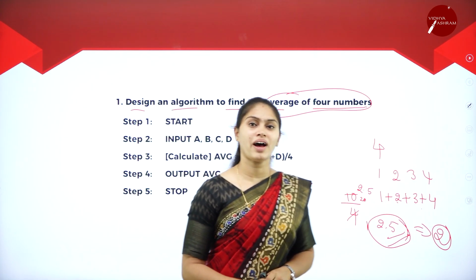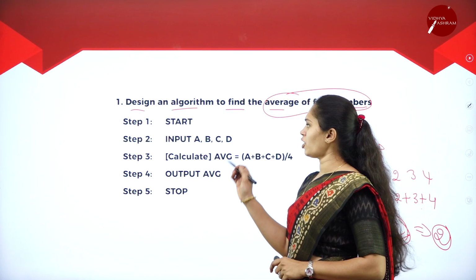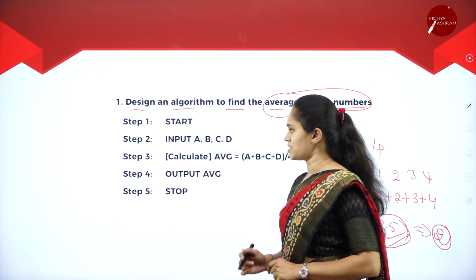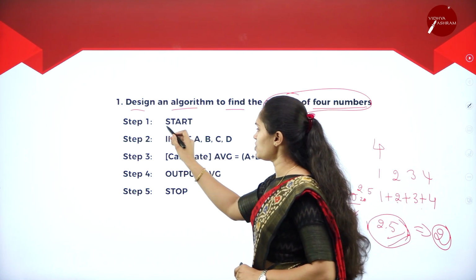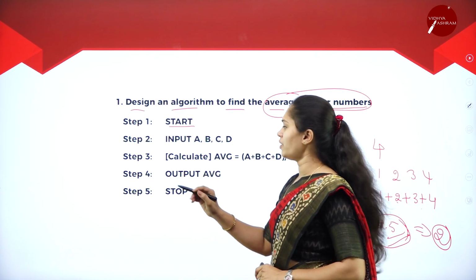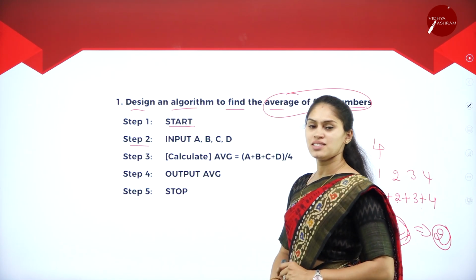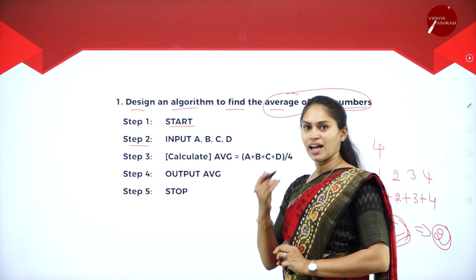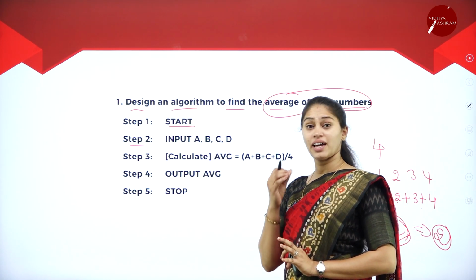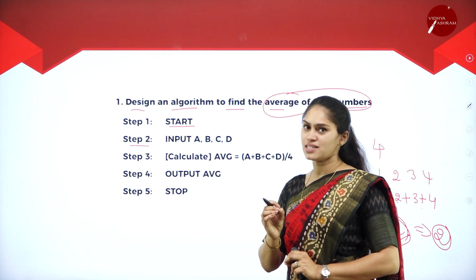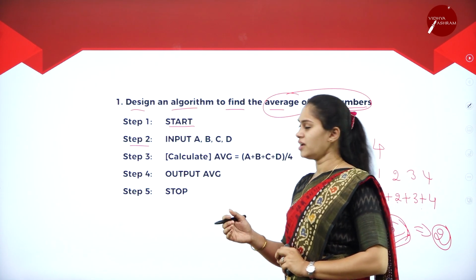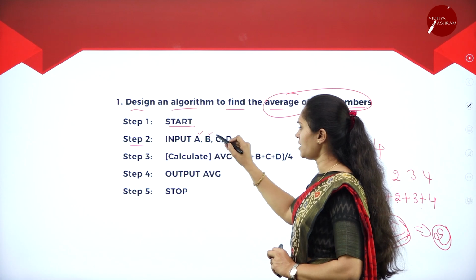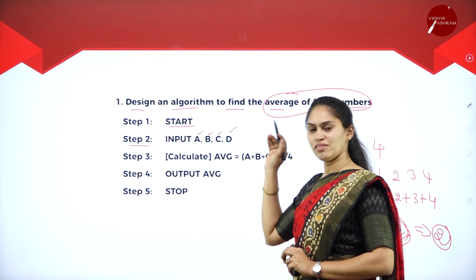Then I will see how I am going to write an algorithm in order to find an average of 4 numbers. So what is the first step? I need to start. That is step 1. When it comes to step 2, we are supposed to take the inputs. Then what are the inputs for this one? I have to take 4 numbers. Here you have to specify the variables, not the values, so I am taking A, B, C, D. These are the variables.